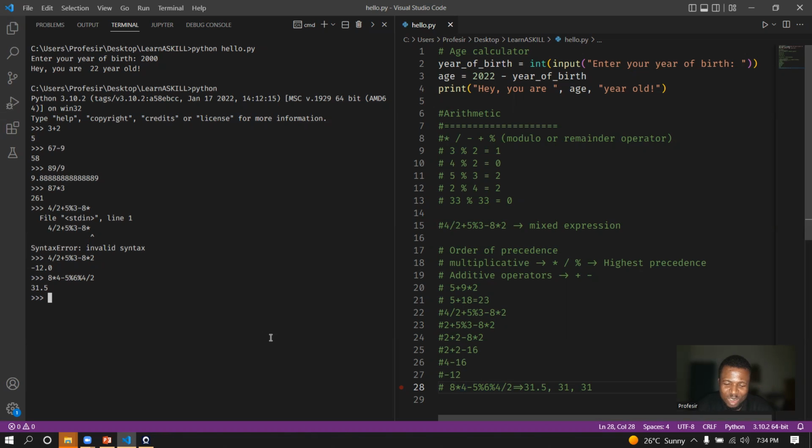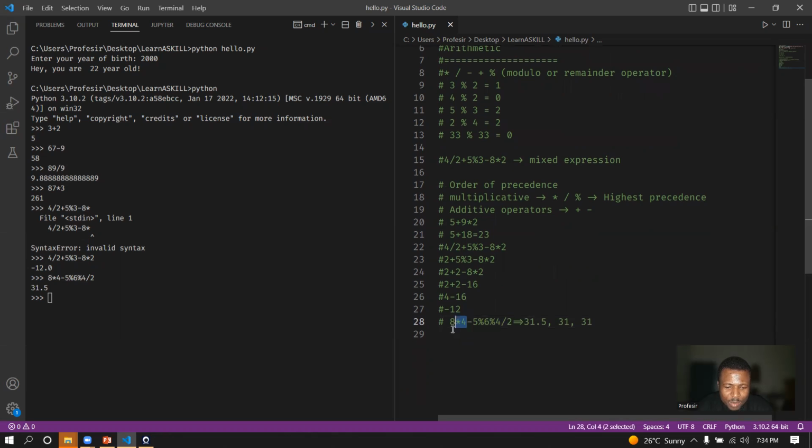Okay, now let's look at why. So first we evaluate what? Multiplication, right? So this gives us 32. So our next step is going to be 32 minus 5 mod 6 mod 4 divided by 2, okay? Then what will be our next step? So we have a modulo here. So 5 mod 6 will give us 5. So we get 32 minus 5 mod 4 divided by 2.